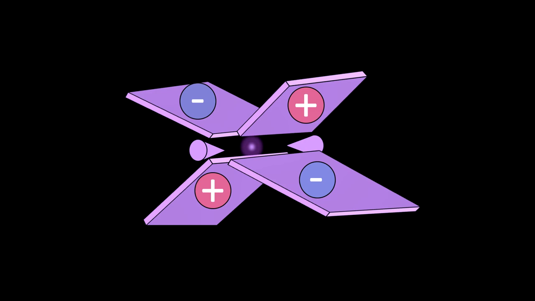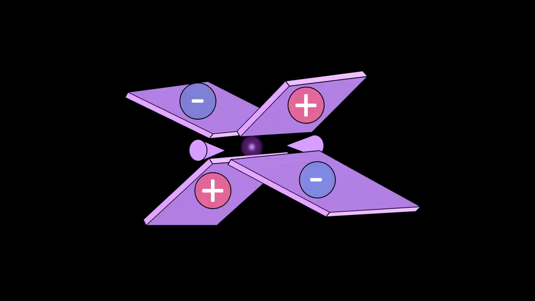We flip the charges around so that the blades that were positive now become negative, and now they push the ion away, okay? And now I flip it again. And now the ion gets pushed to the other side again, and it's just moving back and forth like that, right?